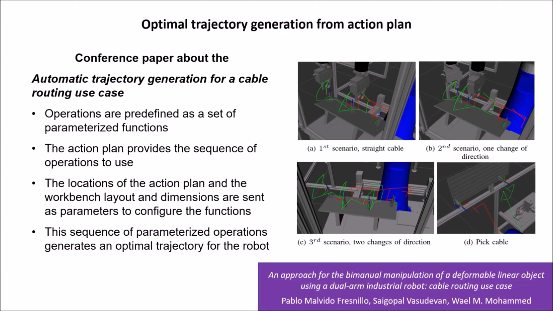The outcome of the presented approach is an action plan for the robot. Therefore, the next step is the automatic generation of optimal trajectories for the robot based on the action plan. This work was presented in a conference paper for a cable routing use case. In this paper, all the possible operations were predefined as parameterized functions. Then, a sequence of these functions was selected based on the action plan, and the location of the operations and the information about the environment were used to parameterize them. The figures on the right show some of the results, where the trajectory is automatically generated with different action plans and workbench layouts. If you want to know more about this, click in this video.